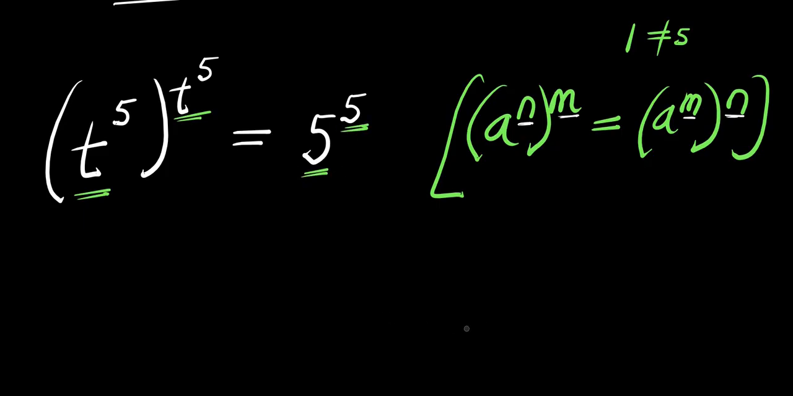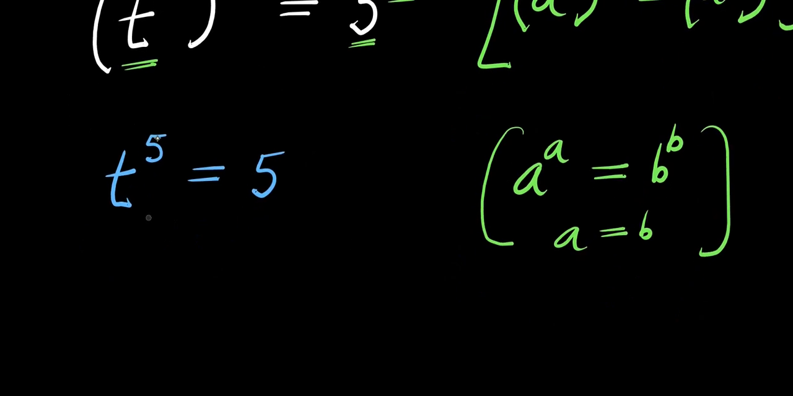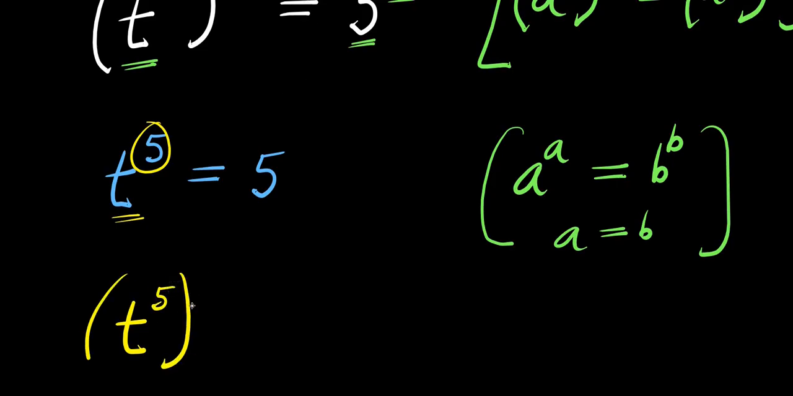So if we go ahead and apply this identity, a power a equals b power b, that means a equals b. So we can also say that t to the power of 5 equals 5. So from here, we can solve for t by eliminating this 5 and making t to be alone. I can have t power 5 raised to the power of 1 over 5, because I want to eliminate that 5 there, equals 5 raised to the power of 1 over 5.